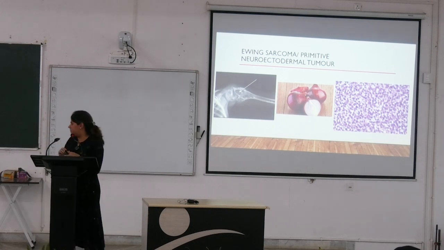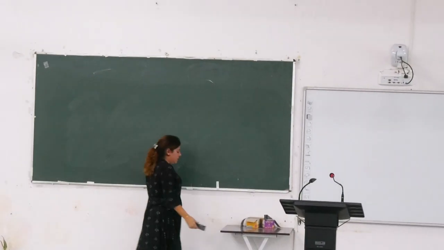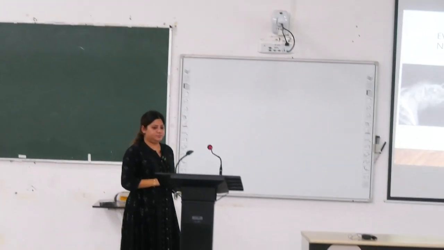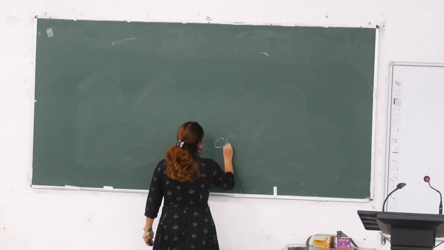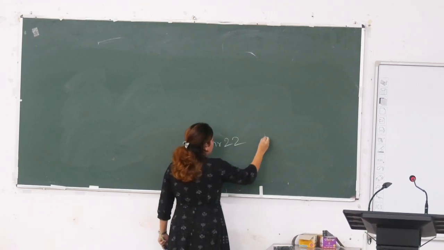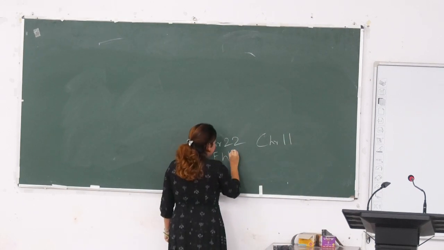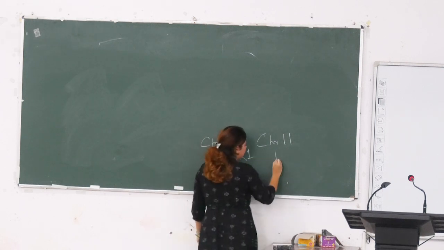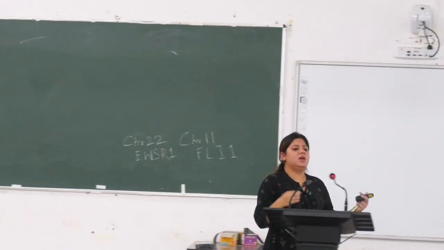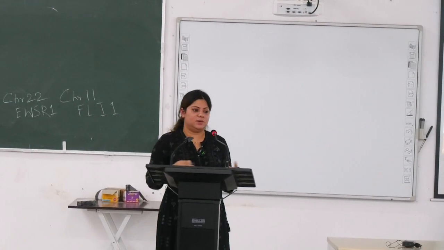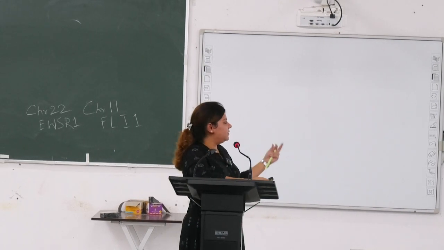Ewing sarcoma has a translocation. Can you tell the translocation for CML? Philadelphia. Similarly, Ewing's has a translocation. Chromosome 22, chromosome 11. Chromosome 22 has EWSR1 with FLI1. This is the non-hematogenous translocation associated with cancer. So Philadelphia is a hematogenous translocation, right? So EWSR1 and FLI1 gives rise to Ewing's.